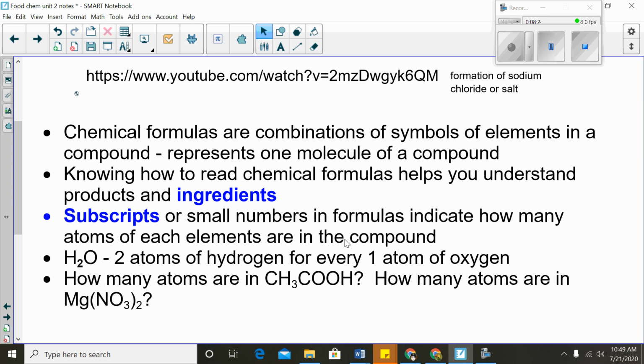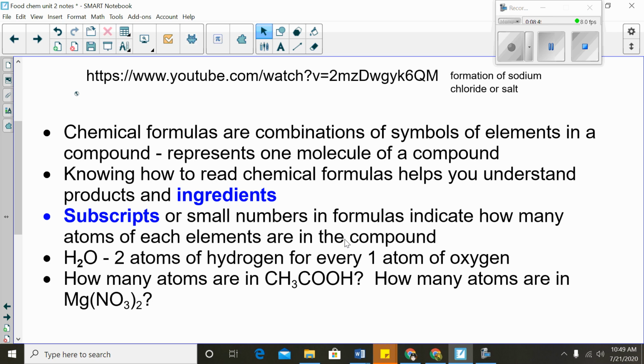You have 2 atoms of hydrogen for every 1 atom of oxygen. So that's a total of 3 atoms in that molecule of water: 2 H's plus 1 O gets you 3 total atoms. Now what I'd like you to do is try my next 2 examples. I will reveal the answers, but see if you can figure these out before I show them to you.